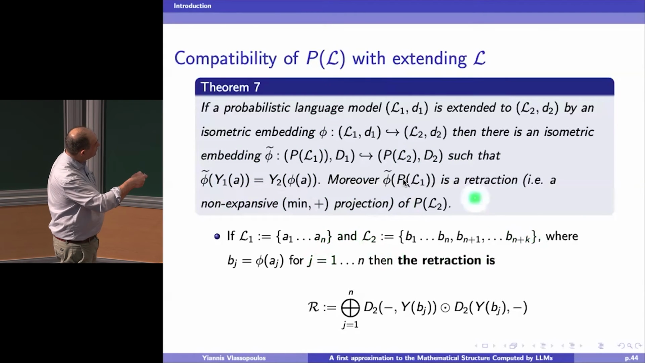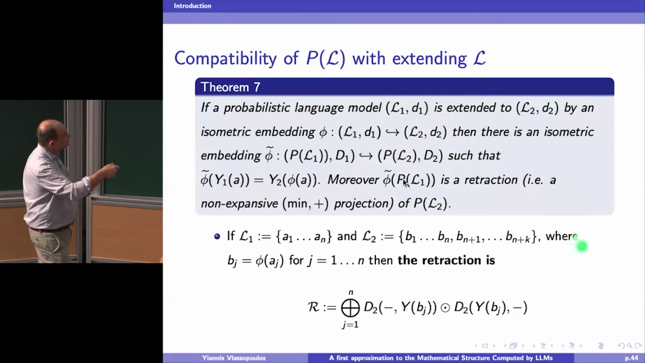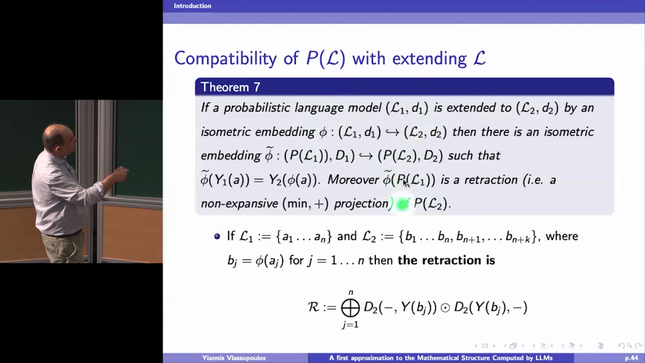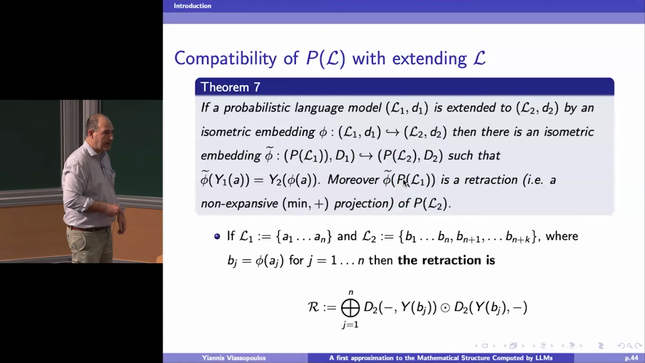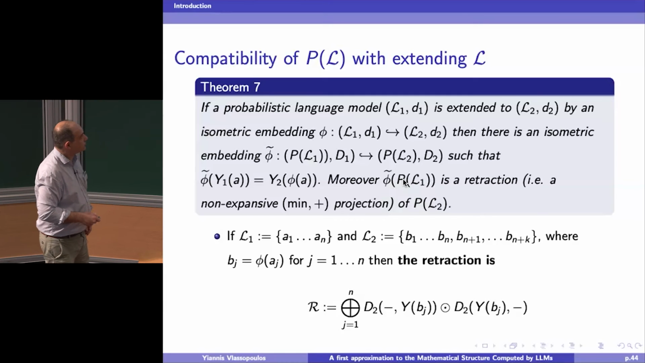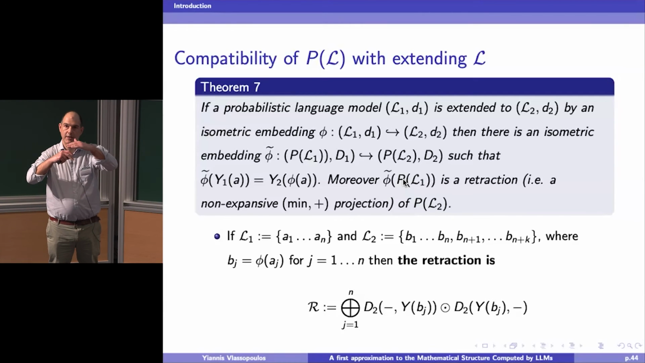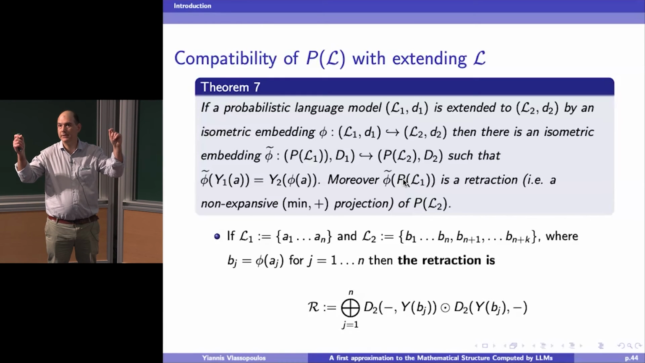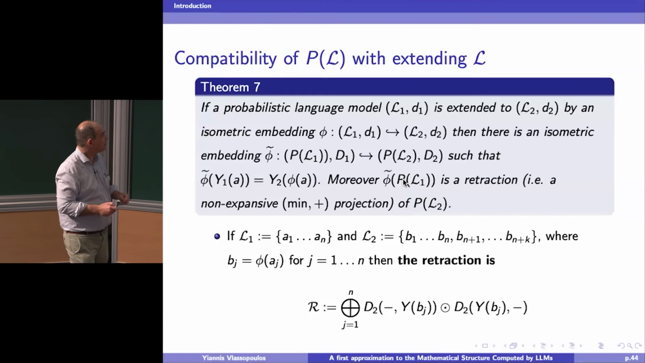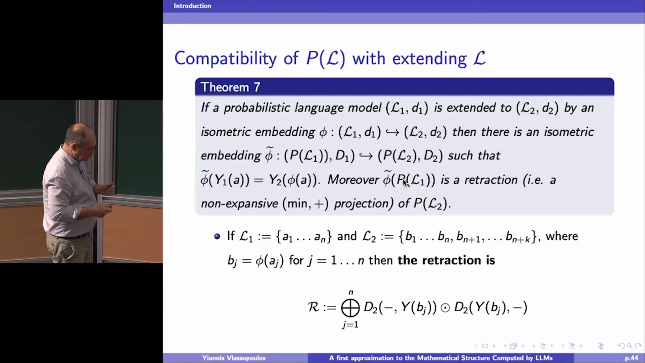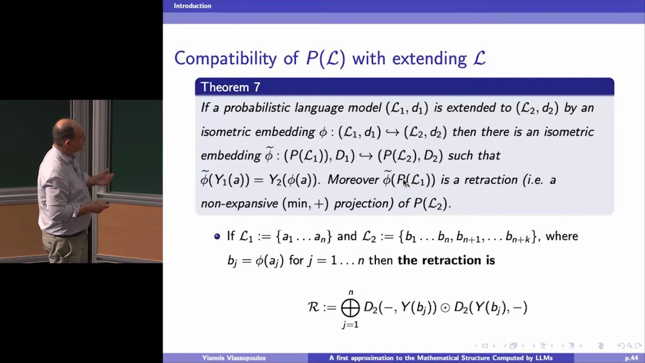And what's more, the image of the small polyhedron inside the big one is a retraction by a non-expansive projection. Okay, so what does retraction mean? It's the image by non-expansive projection. The fact it's non-expansive means that it's not going to blow up your distances, so you can use it to estimate things. And it's a projection, and you can write down this projection.